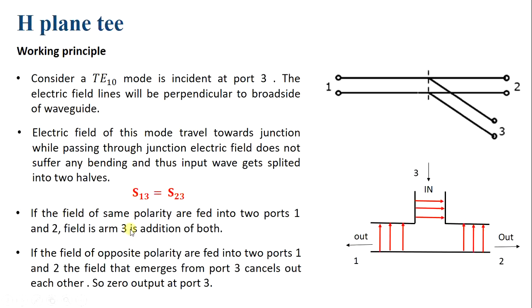If fields of the same polarity are fed into port 1 and port 2, the field coming out of arm 3 is the addition of both. And if fields of opposite polarities are fed from port 1 and port 2, the fields emerging from port 3 cancel each other as they are out of phase, and the output at port 3 is 0.